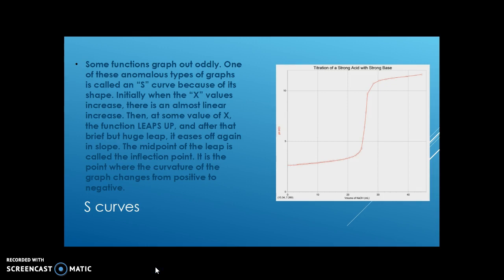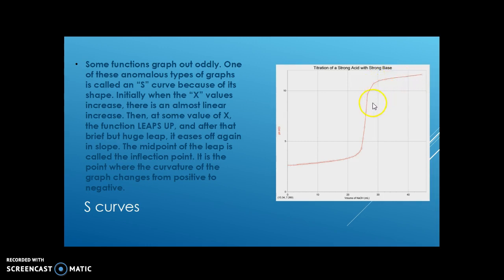Some functions graph out oddly. One of these anomalous types of graphs is called an S-curve because of its shape. Look at the shape of this titration curve. Initially, when the x values increase, there is an almost linear increase in the y values, in this case the pH. Then at some value of x, the function, as you can see, leaps up, swoops up, and after that brief but huge leap, it eases off again in slope.